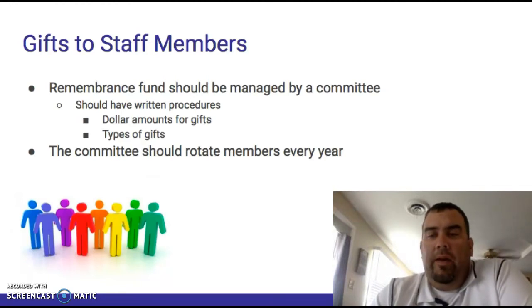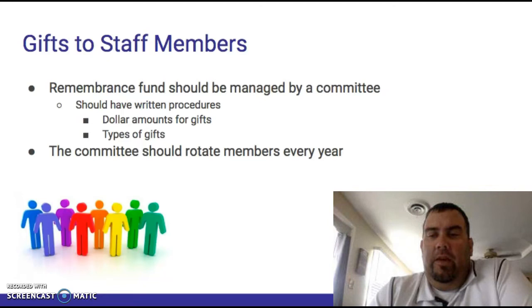So if you just set a certain dollar amount, with the floral shop that we used at my school, we could just say, hey, this is our limit, and we like similar arrangements all year. And they took care of us for that. We said, this is what we're going to do, and every time they just took care of it.